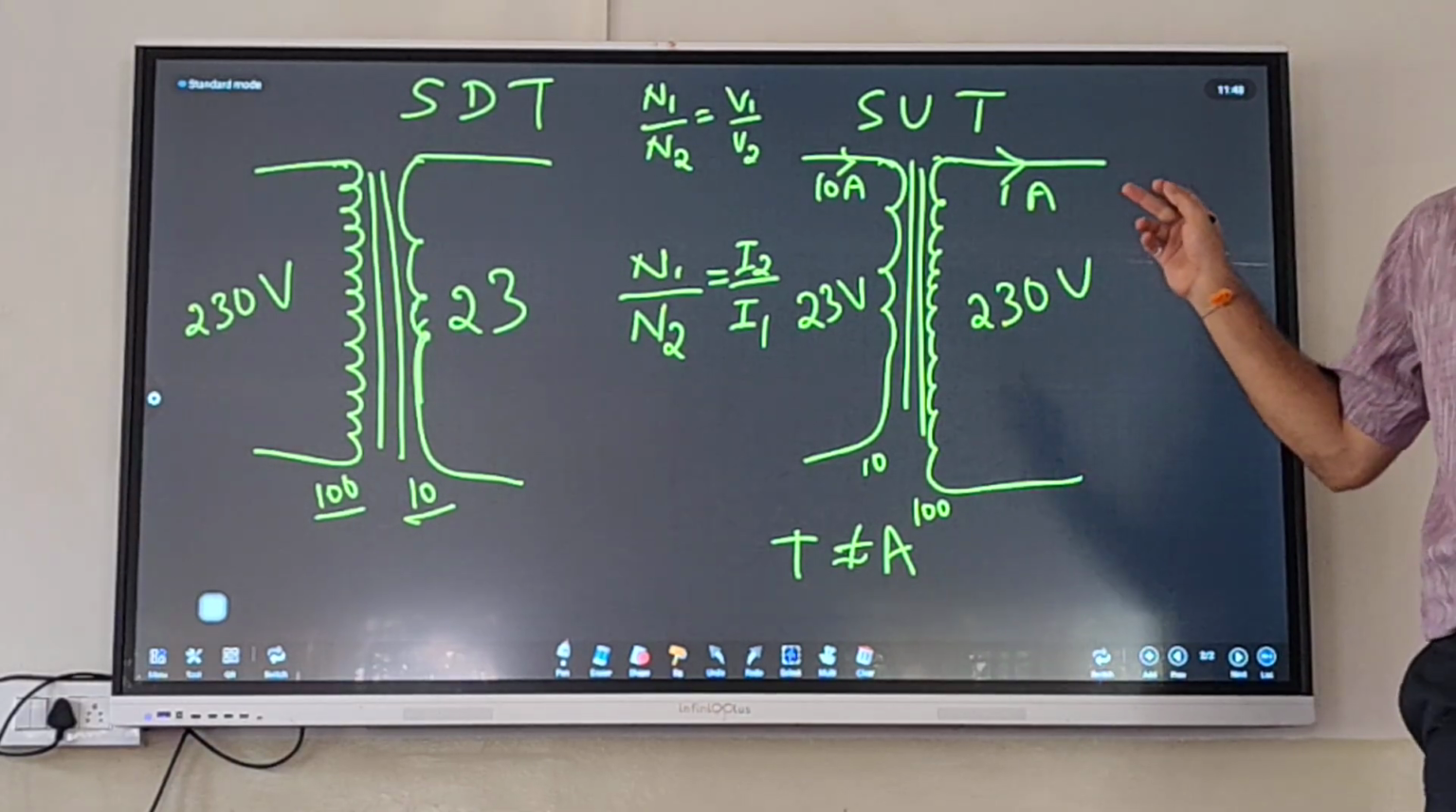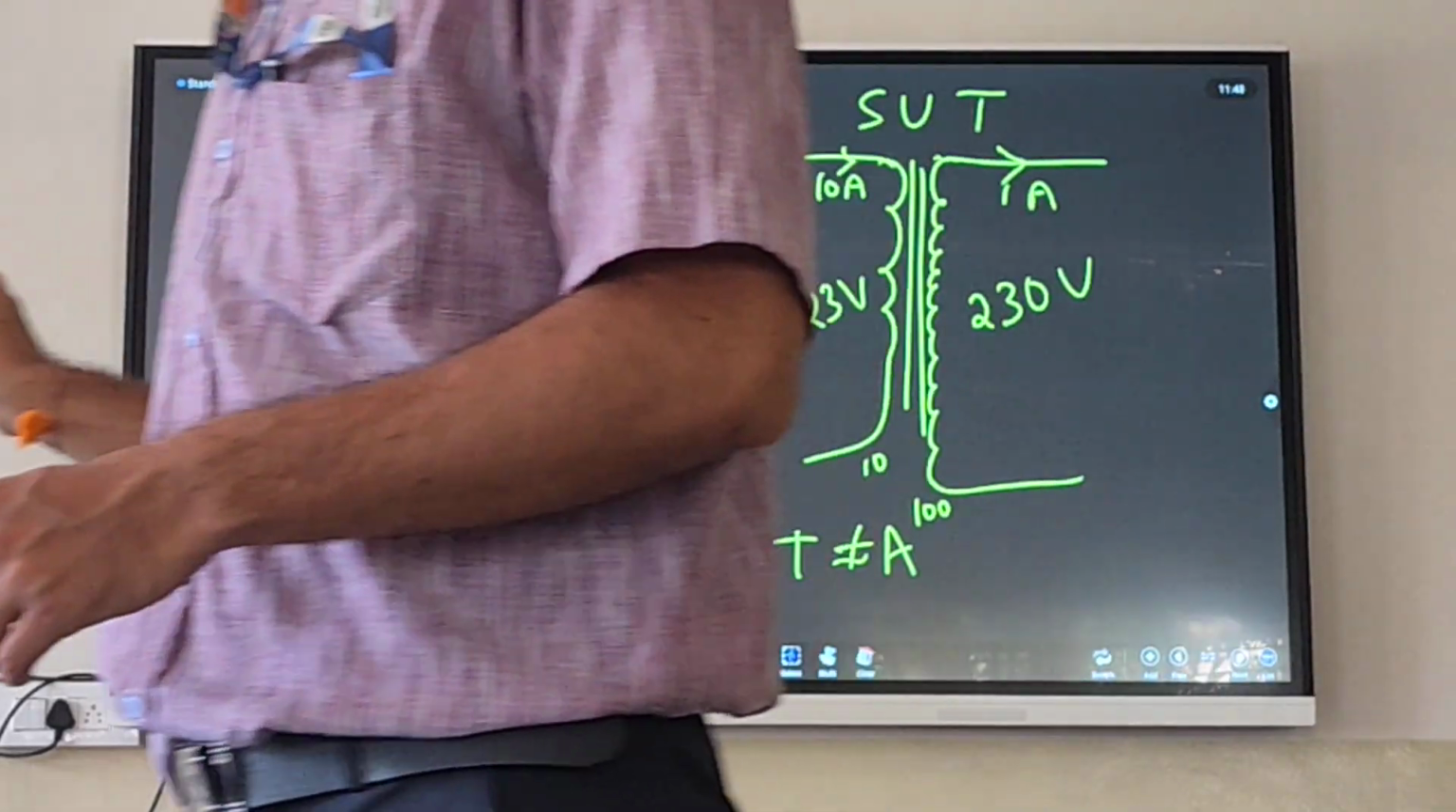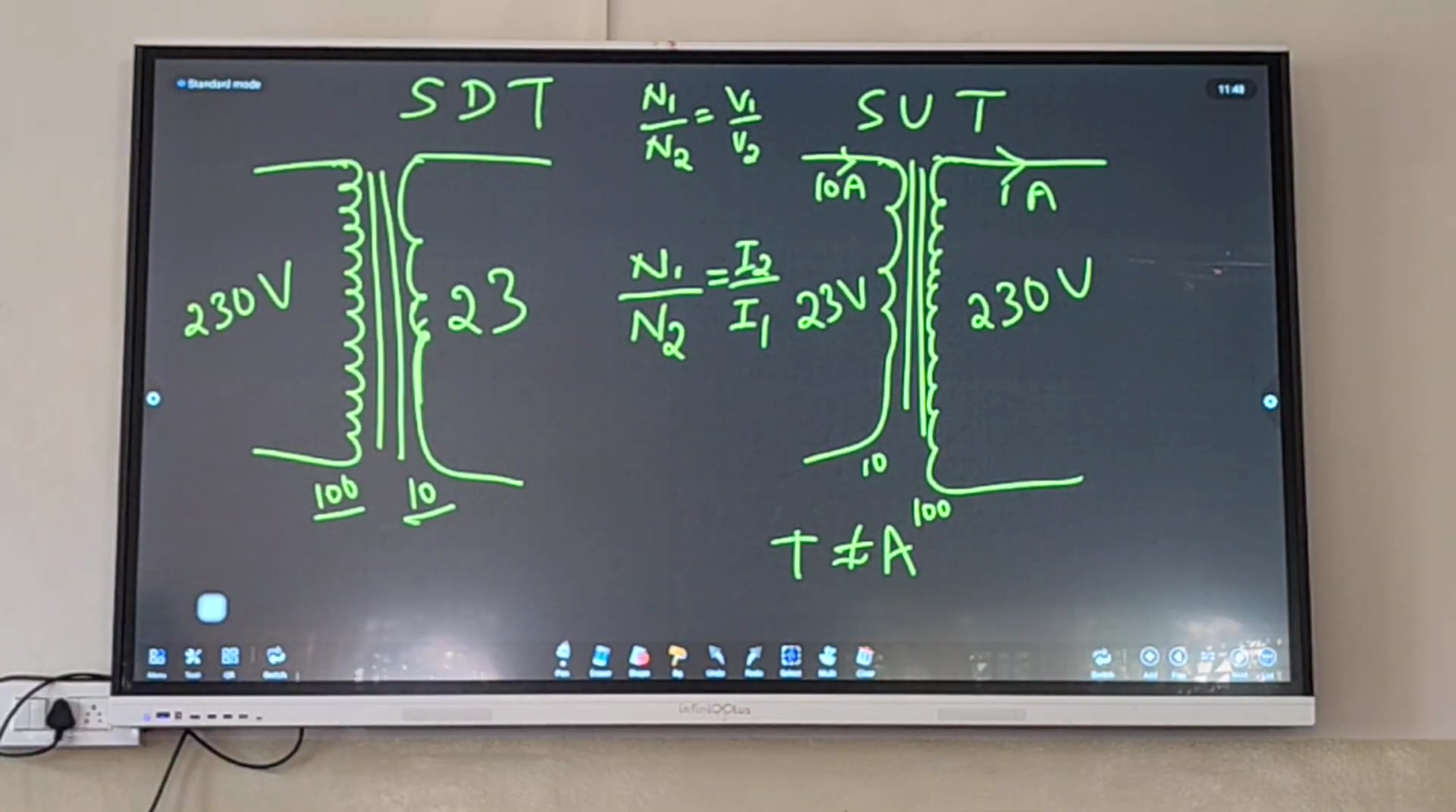So, what is the most frequently used or most important application of a transformer? Yes, electricity, power generation, all use it. So one thing I'll tell you.